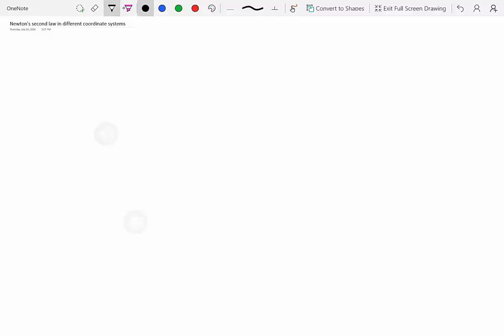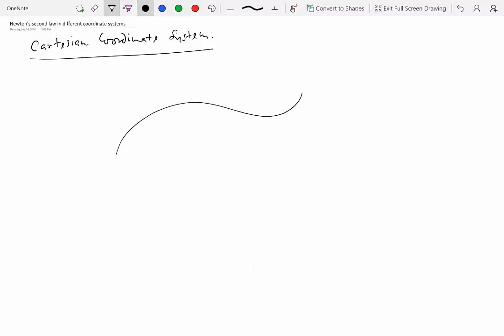So let's start with Cartesian coordinate system. Let's say we have a particle moving along a curved path, and we have a reference frame, which is a Cartesian reference frame. And we know something about its acceleration. So let's say its acceleration is given as a, then we can write the sum of the forces acting on the particle equal to mass times acceleration.